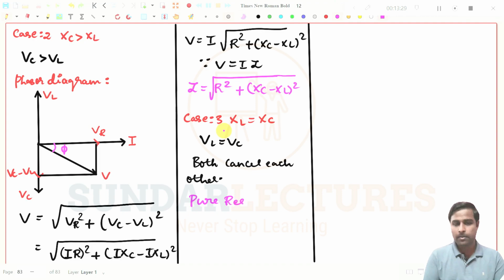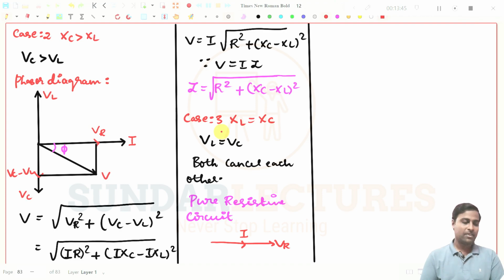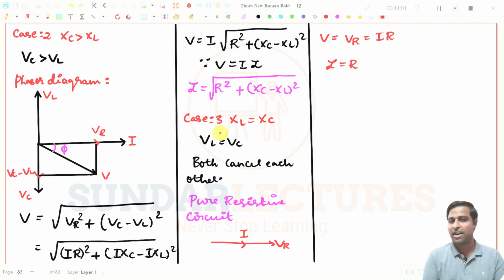Pure resistive circuit. If it is a pure resistive circuit, then what is this one? Obviously, you will get this is VR and this will be I. There is no difference, and it will be the final expression, and we can write V is equal to VR only, and that is nothing but I into R. And here Z will be equal to what? Simply R. So this is case 3.